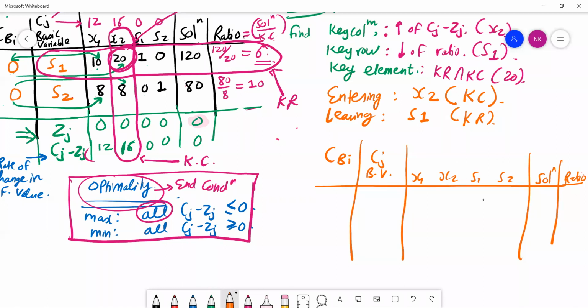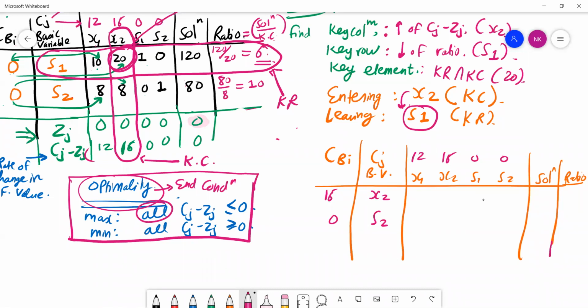Same table. Now what we have done, we are leaving S1 and we are entering X2. So in place of S1, write X2. That means X2 has entered in our calculation and S2 remains the same. What is the coefficient of X2? First of all, write over here the coefficients 12, 16, 0 and 0 in the objective function. So the coefficient of X2 is 16 and S2 is 0.